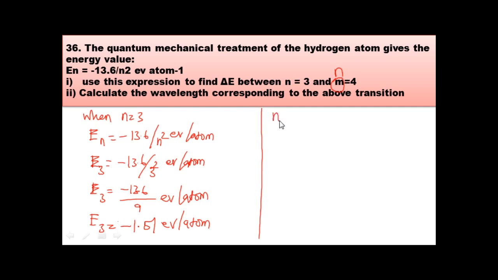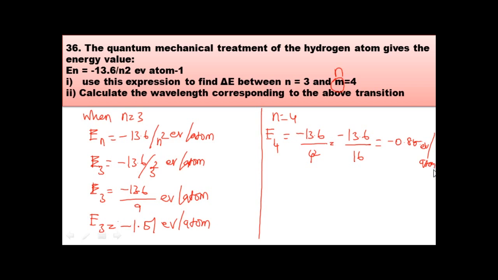So this is not an m value, this is also n value. And then n equal to 4. So E4 equal to the same formula. So minus 13.6 divided by 4 squared, minus 13.6 divided by 16. So the answer is minus 0.85 electron volt per atom.